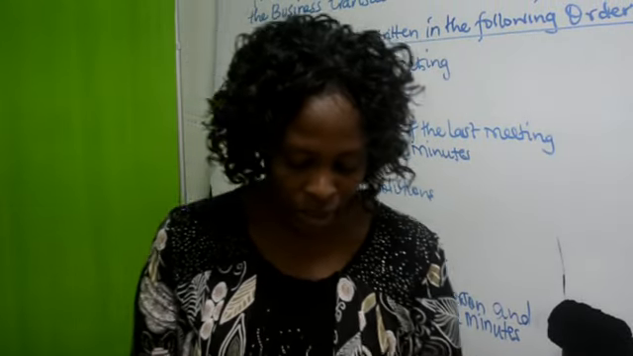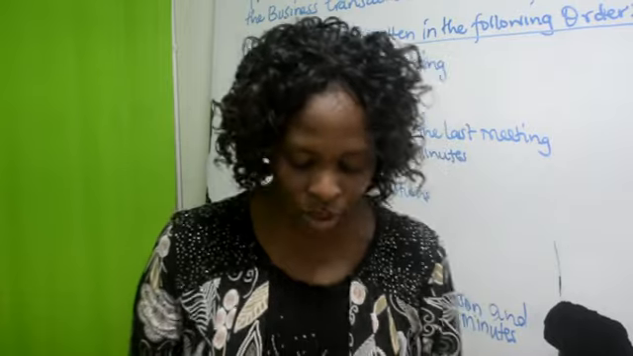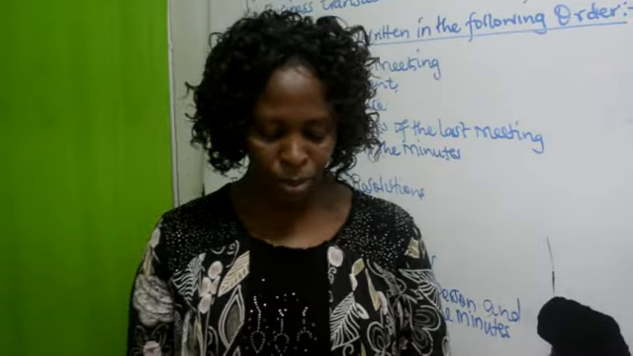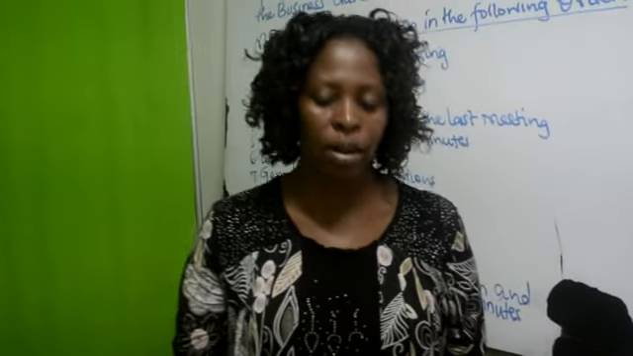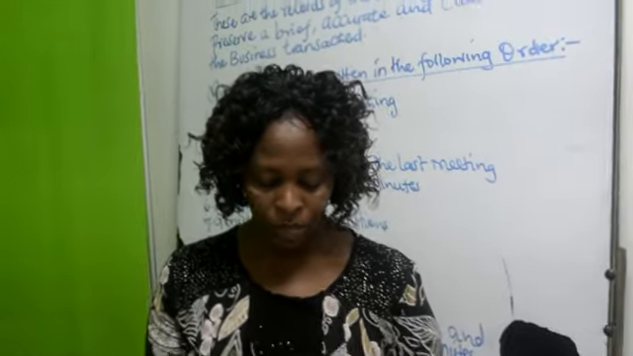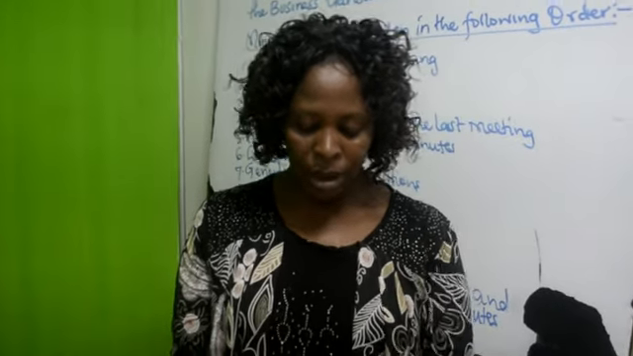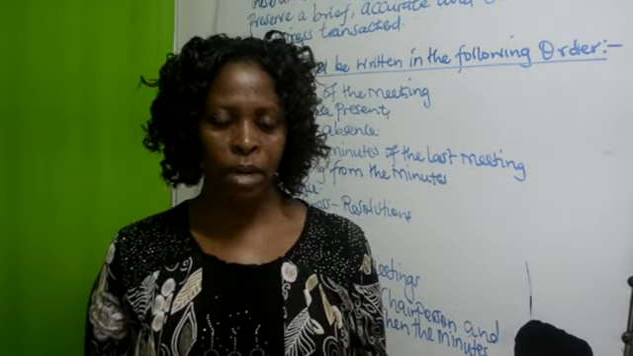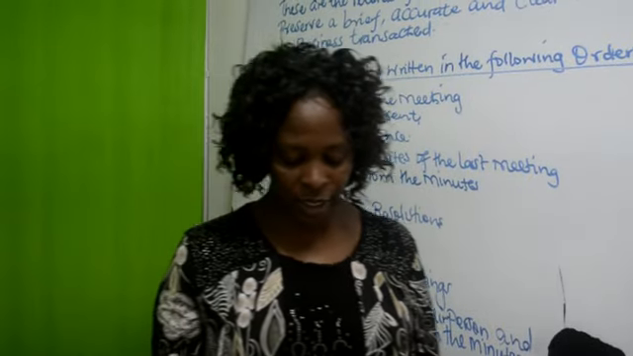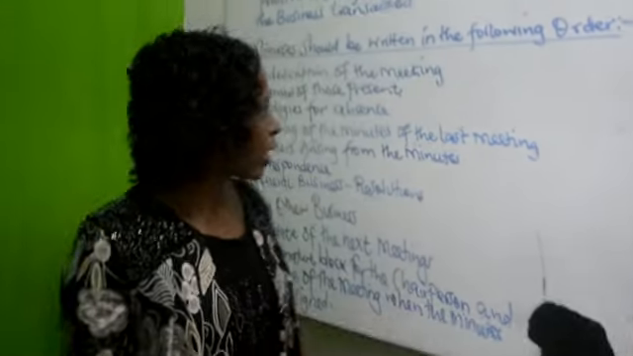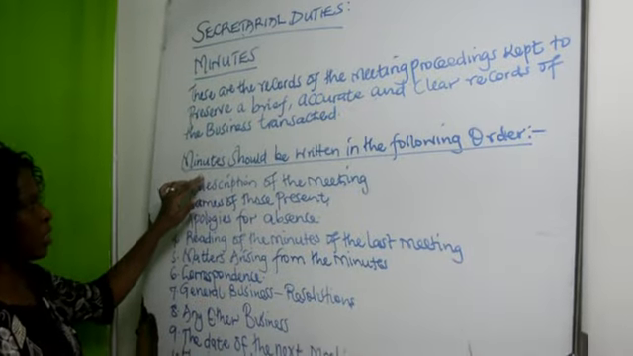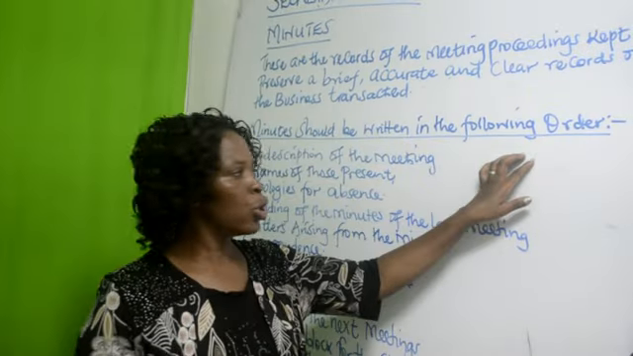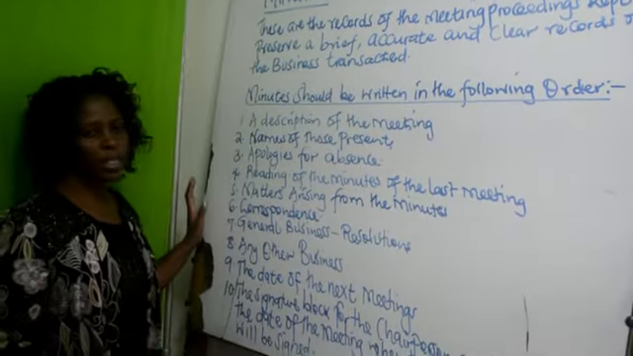And then the other thing we are supposed to know is that these minutes are supposed to be written accurate, brief, and clear, and must present the true record of the proceedings of the meeting to the absent members. The members who are absent from the meeting expect to get the correct information that was discussed in the previous meeting. So below here we have some of the points on how the minutes should be written in the following order.